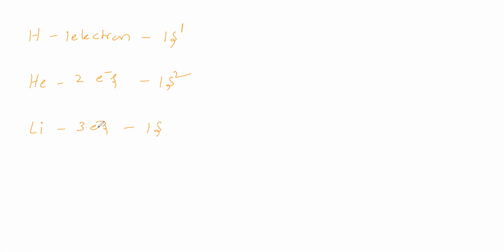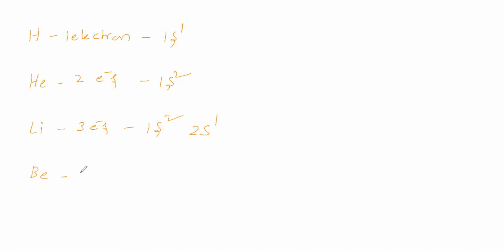Okay. In lithium 3 electrons are there. Of the 3 electrons, 2 electrons go to 1s. The 1s orbital can take a maximum of 2 electrons. It cannot take more than that. The remaining 1 electron goes to the next higher energy orbital, that is 2s. So 2s takes 1 electron. So the lithium electronic configuration is 1s2 2s1.